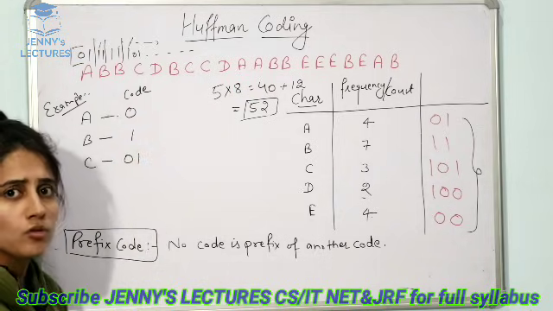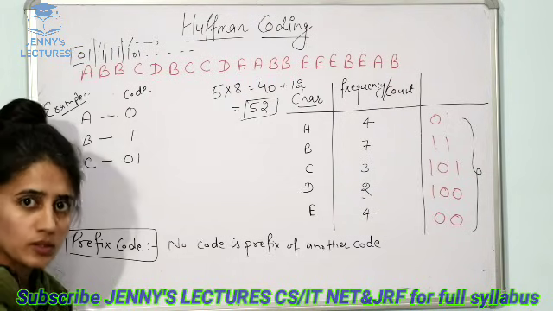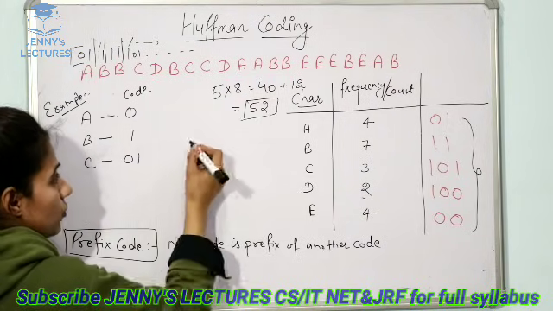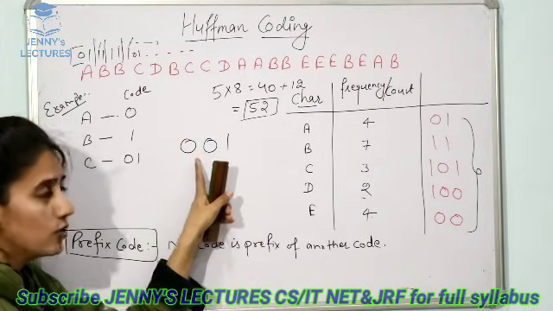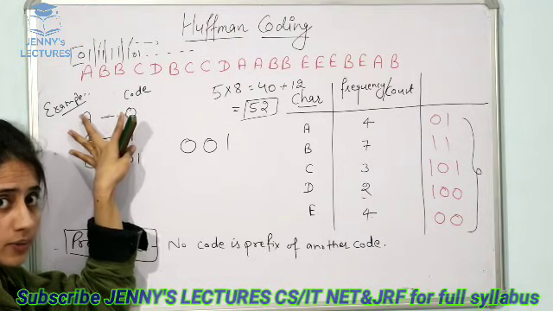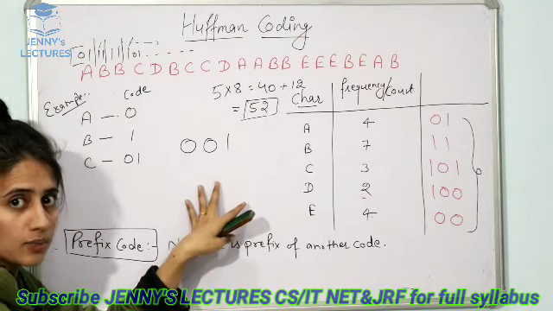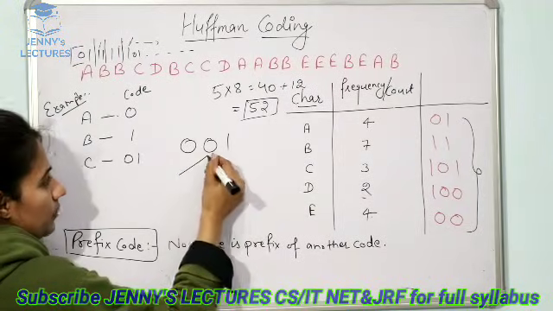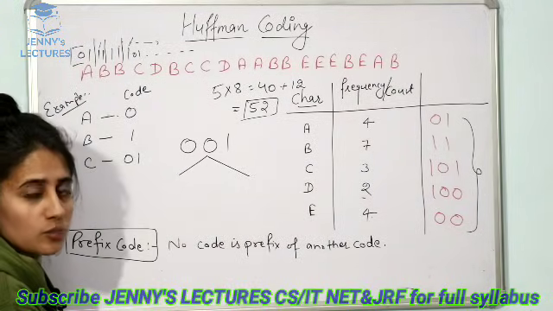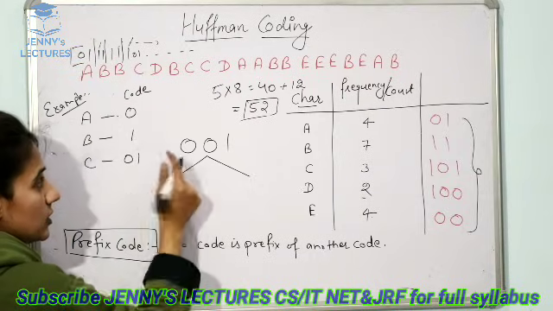I am taking a simple example: code for A is 0, for B is 1, and code for C is 0 1. Now suppose from sender to receiver one message has been transmitted in encoded form, and that message is 0 0 1. Now the receiver will decode this message with the help of this table, because this table will also be sent with this message. Okay. Now there would be ambiguity in decoding this message.